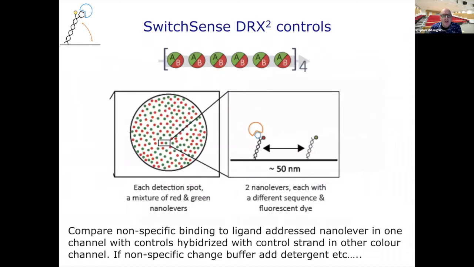With Switchsense, the one that we've got is the RX2. It's a 2-color system. So there are 2 different types of nanolever on the surface with different sequences. One has a fluorophore which fluoresces in the red zone, and one which fluoresces in the green zone. So you can imagine you could have an internal control where you attach one complementary sequence that will attach to the red type, so that your ligand will bind there. And then you just flow across a non-addressed complementary strand, which will go to the green ones. So then you could look at non-specific interaction with the nanolever itself.